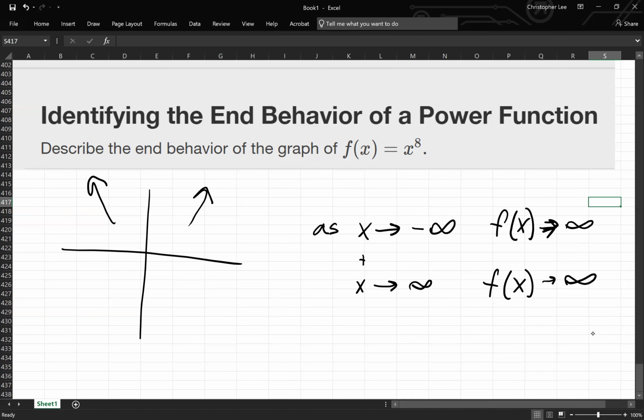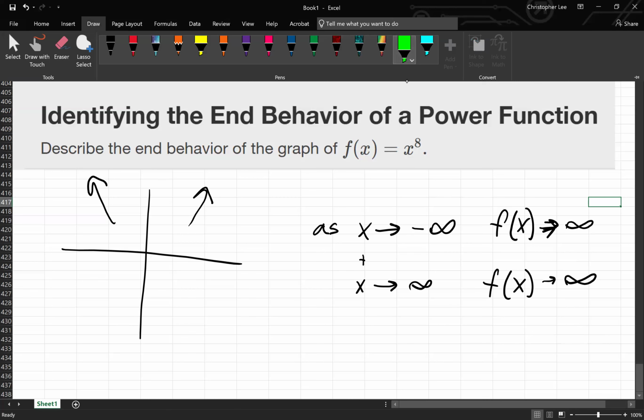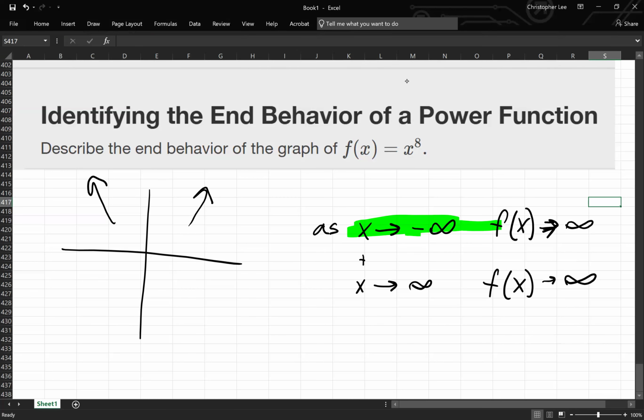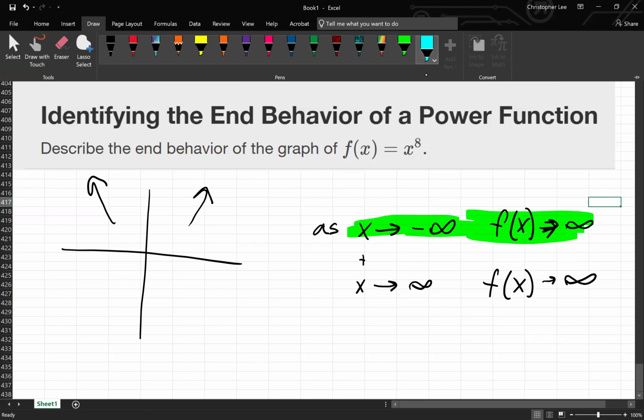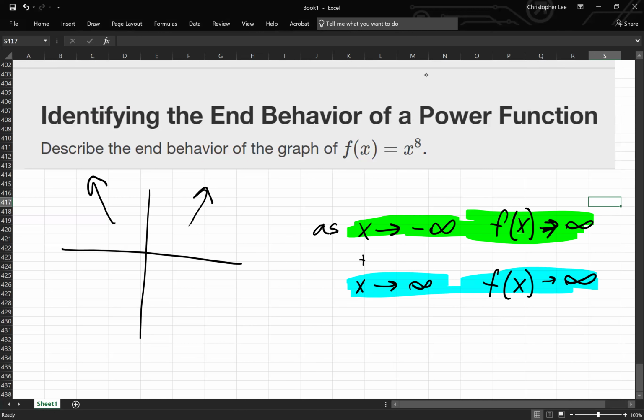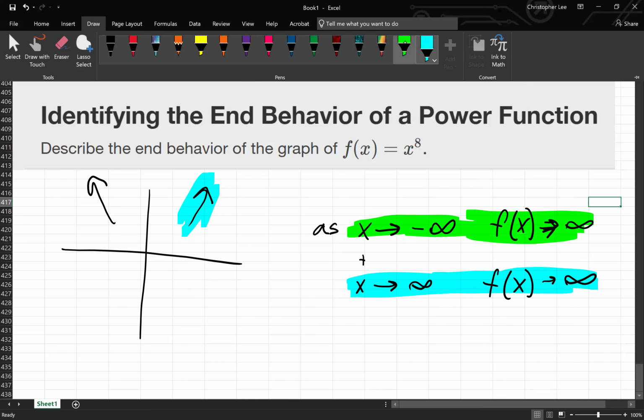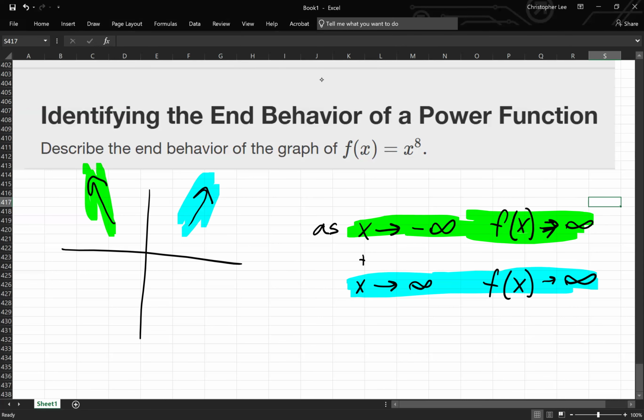This is your left and right. So that's all the numbers that are on the left, right? That's the negative infinity. All the numbers on the right, right? That's the positive infinity. So the top portion would be negative infinity, and then the bottom portion is positive infinity. So that's like this part here, and this is that part, if that makes sense.